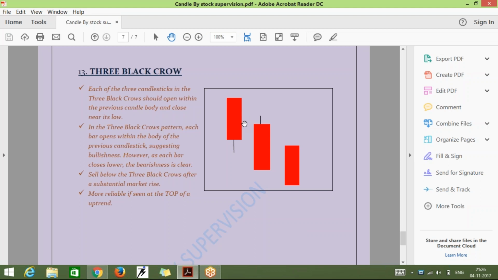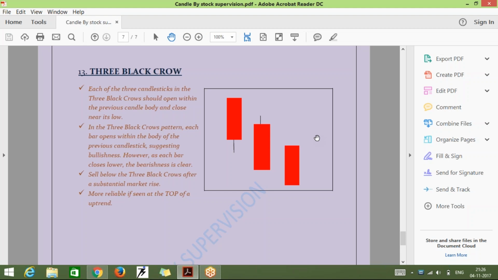In the three black crows pattern, each bar opens within the body of the previous candle, suggesting bullishness. However, as each bar closes lower, the bearishness is clear. Again, the same way, so it's almost the opposite of three white soldiers. The trade setup is sell below the three black crows after a substantial market rise.